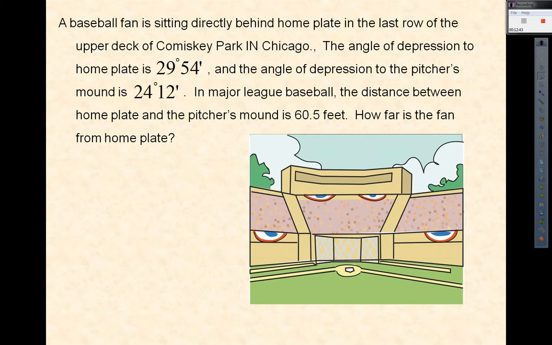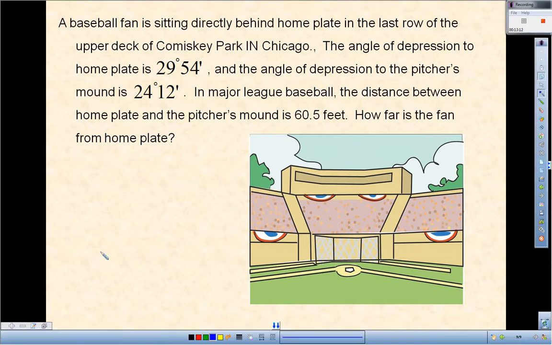But anyway, the angle of depression to home plate is 29 degrees 54 minutes, and the angle of depression to the pitcher's mound is 24 degrees 12 minutes. In Major League Baseball, the distance between home plate and the pitcher's mound is 60.5 feet. How far is the fan from home plate? Well, in order to solve this problem, we're going to have to use law of sines. Keep in mind that you've got this guy sitting up here in the bleachers, directly behind home plate, and then the pitcher's mound is right there.